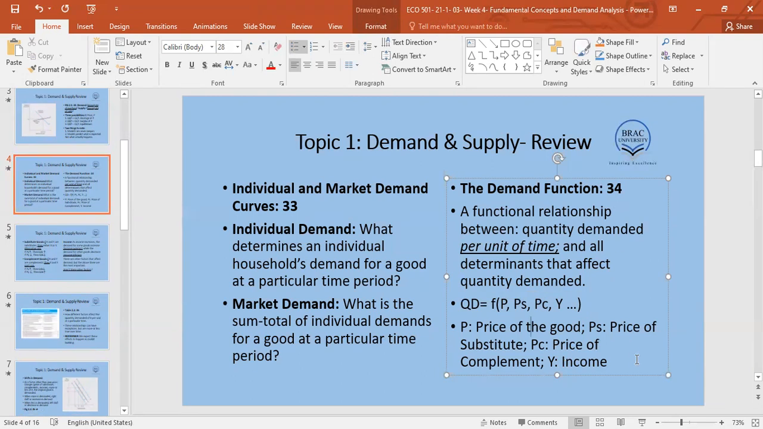And Y is income. So if the price of a substitute goes up and down, that will influence the good that we're looking at. If the price of a complement goes up and down, that will also influence the good that we are looking at. Income is also going to influence our demand for a good. So if income increases, we start to demand certain goods. If income falls, we also start to demand certain goods. At a low level of income, we cannot afford, say, some goods, so we go for its substitutes.